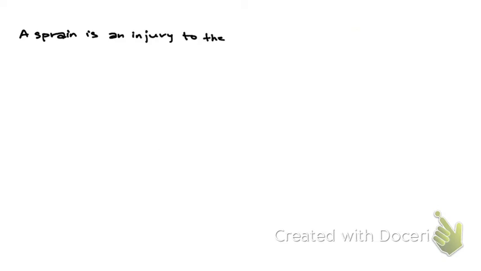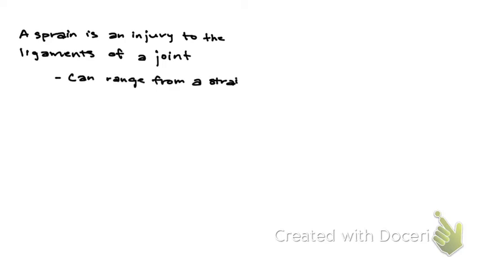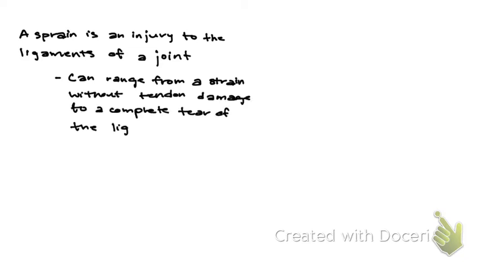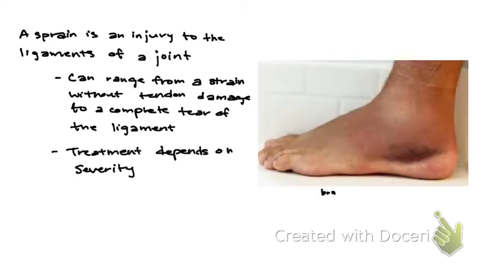A sprain is an injury to the ligaments of a joint, so the connective tissue that joins two different bones. It can range from a strain without tendon damage at all to a complete tear of the ligament. Treatment depends on severity. This is typically what a pretty significant ankle sprain looks like. There can be bruising and a lot of swelling involved. If the sprain is severe, the patient may require surgery.